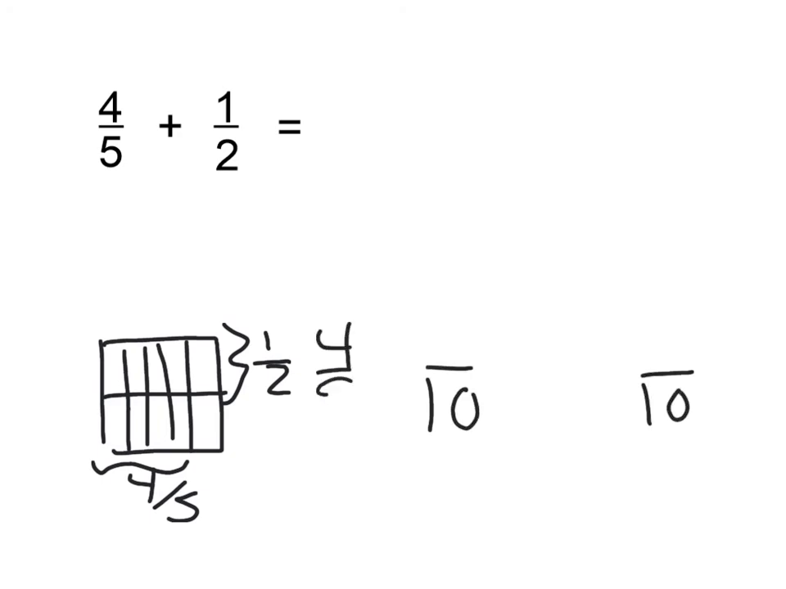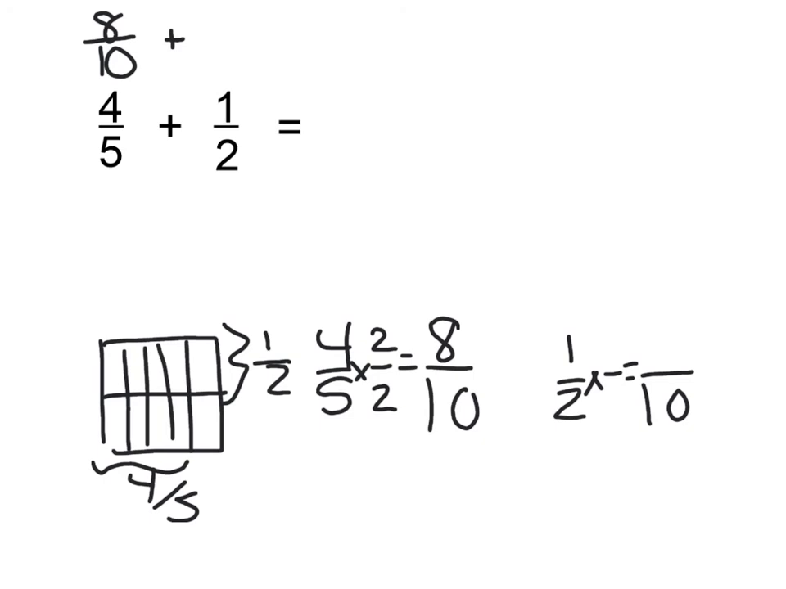So I need to change 4/5 to a denominator of 10, and I need to change 1/2 to a denominator of 10. I know that 5 times 2 is 10, so I have to do 2 over 2, so 4/5 times 2 over 2. 5 times 2 is 10, 4 times 2 is 8. So I have 8/10. So 4/5 is equivalent to 8/10. Now I have 1/2. 2 times what equals 10? I know that 2 times 5 is 10, so I'm going to do it times 5 over 5. So 2 times 5 is 10, 1 times 5 is 5. So 1/2 is equivalent to 5/10.